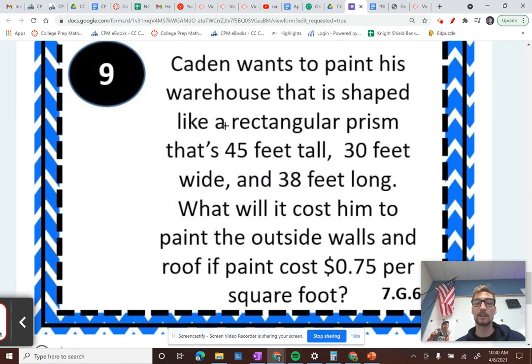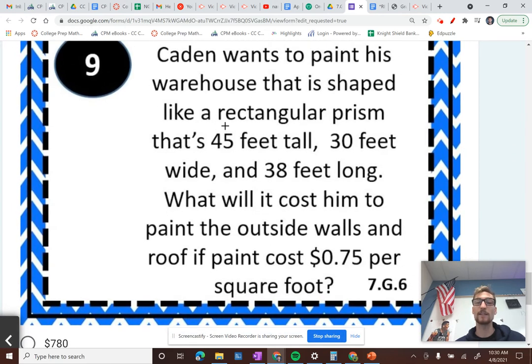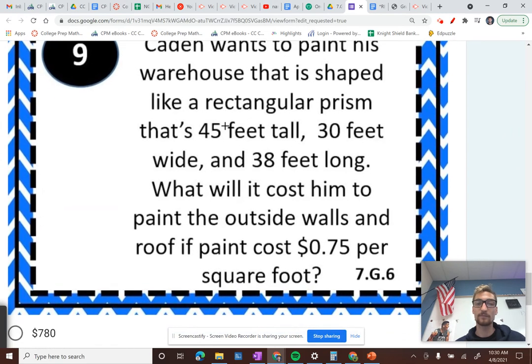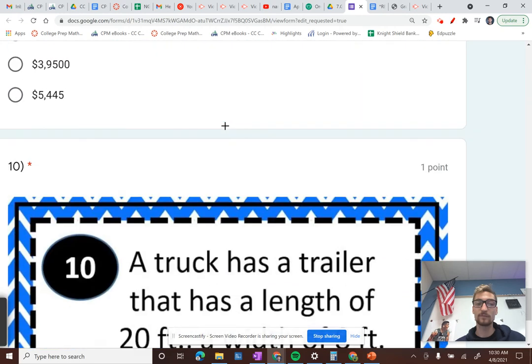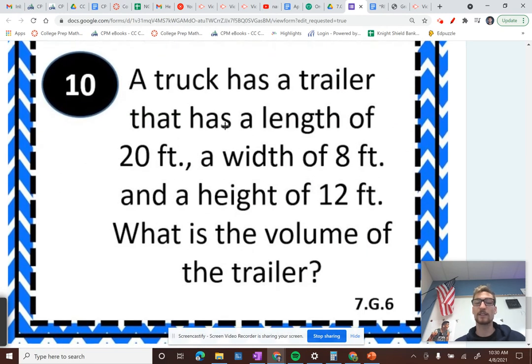Here it gives another example of a real-world problem. This is painting. And then here it's asking about volume.